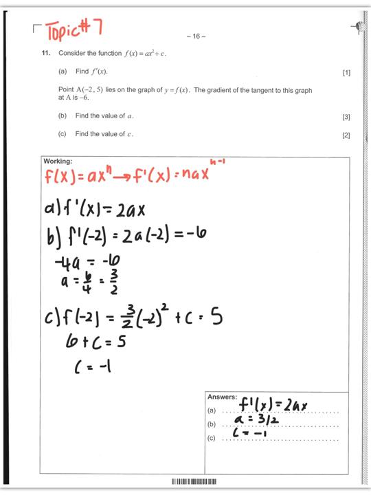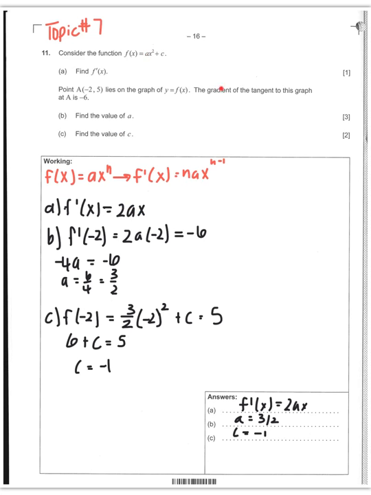Number 11 is topic 7. We have some calculus here. They give us a function, f of x equals ax squared plus c, where a and c are just constant values, and they want us to find f prime of x. So you take the derivative. This is in the formula booklet. You treat a and c just like they're numbers. Bring the power down in front: 2 times a is just 2a. Reduce the power by 1, you get x. The derivative of a constant is just 0. So f prime of x is 2ax.